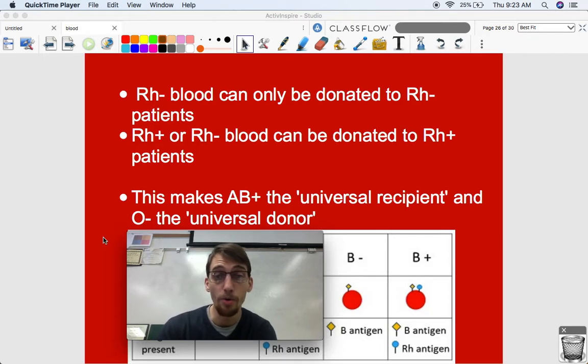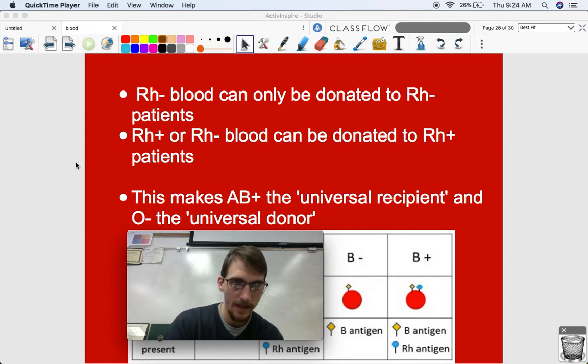Rh minus blood can only be donated to Rh minus patients. Why is that? Well, think about this. If I'm B negative, that means my body is producing anti-Rh antibodies. If I receive blood from somebody who's B positive, my anti-Rh antibodies are going to attack the Rh antigens, and it's going to agglutinate my blood, and I'm going to be screwed. But good thing I'm not B negative, I'm B positive. That means Rh positive or Rh negative blood can be donated to Rh positive patients.